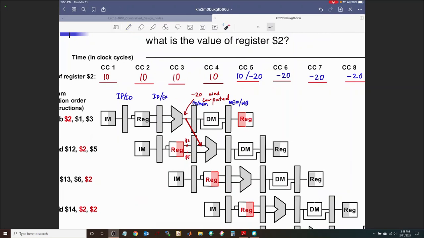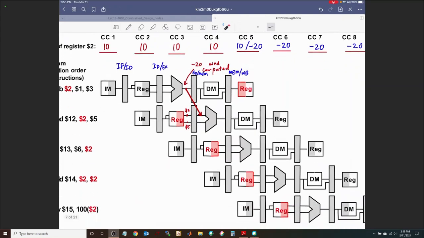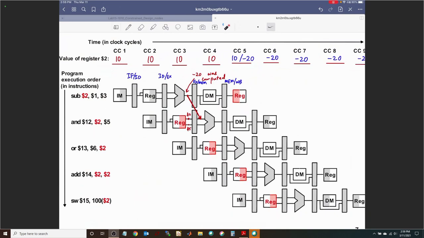So if I was able to forward the contents of the ALU result from the execute/memory pipeline register to one of the operands of the ALU, which is next in the pipeline, I would have been fine. I absolutely would have been okay. Now let's take a look at another problem here. So that would have fixed this AND instruction. However, there is one more problem. Look at this OR operation.